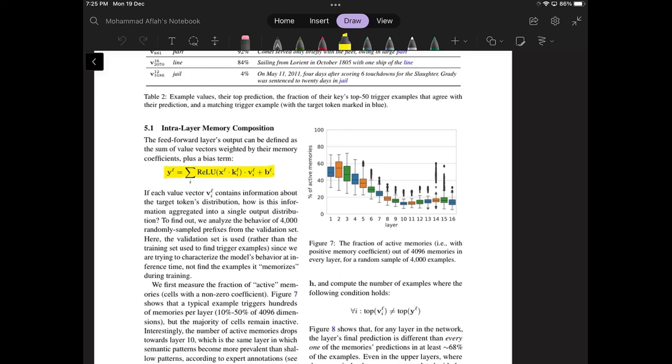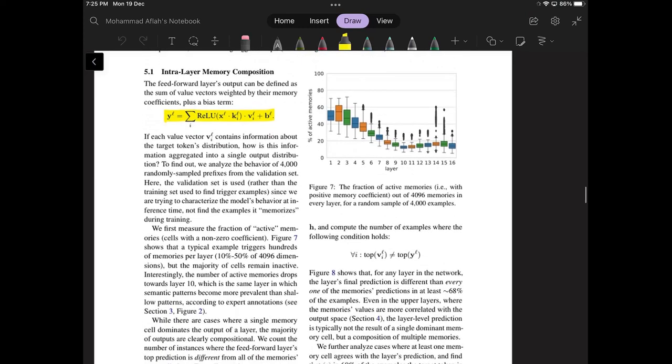To find out, we analyze the behavior of 4,000 randomly sampled prefixes. Here, the validation set is used rather than the training set to find trigger examples, since we are trying to characterize the model behavior at inference time, not find the examples it memorizes during training time.